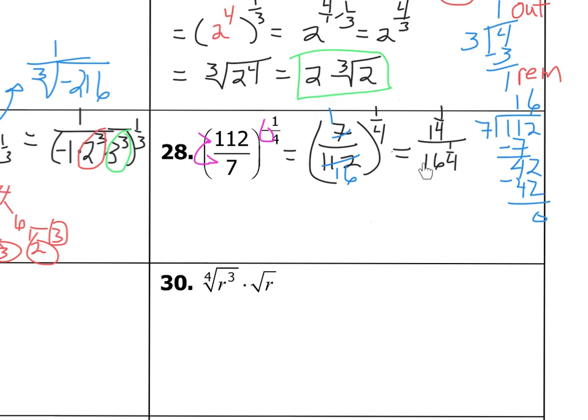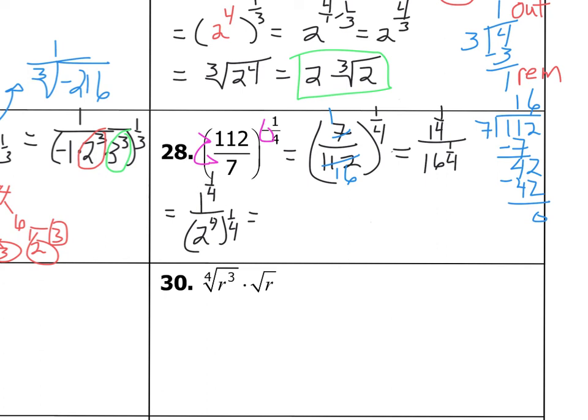I prefer to have my bases in their prime factored form. So remember, 16 is made up of 4 2's. So I get 1 to the 1/4 over 2 to the 1/4. Or I'm sorry, 16 is 2 to the 4th, and that is raised to the 1/4. So all I did is take 16 and replace it with 2 to the 4th, but it's still raised to the 1/4.